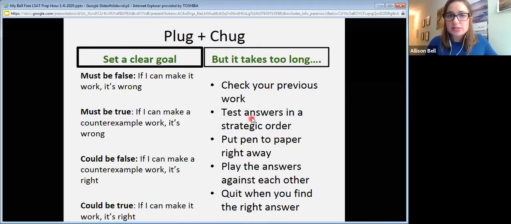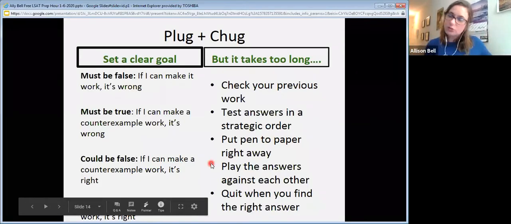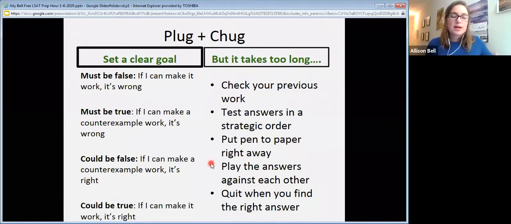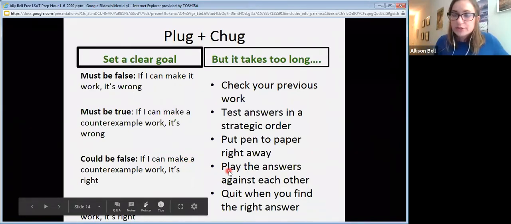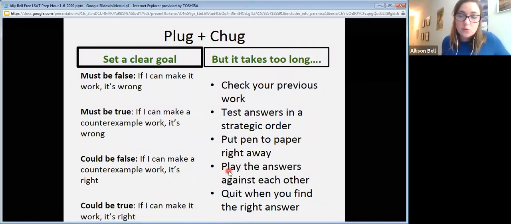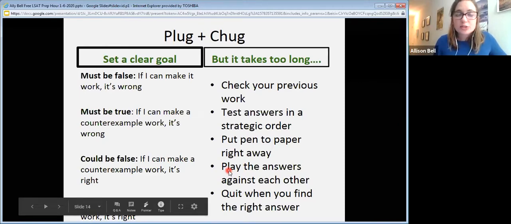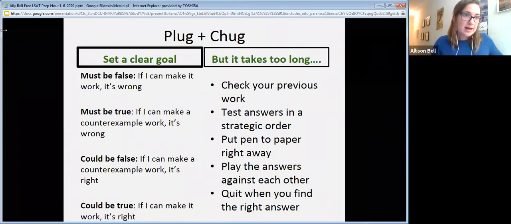A lot of times the reason this takes too long is because folks spend too much time up front trying to think their way to the answer and not enough time just working it out on pencil and paper. I could play the answers against each other. So sometimes the diagram I create for one answer will actually disprove multiple answers at the same time. So I can check for that as I work. And I can make sure that I quit when I find the right answer. I don't want to do more work than I have to.